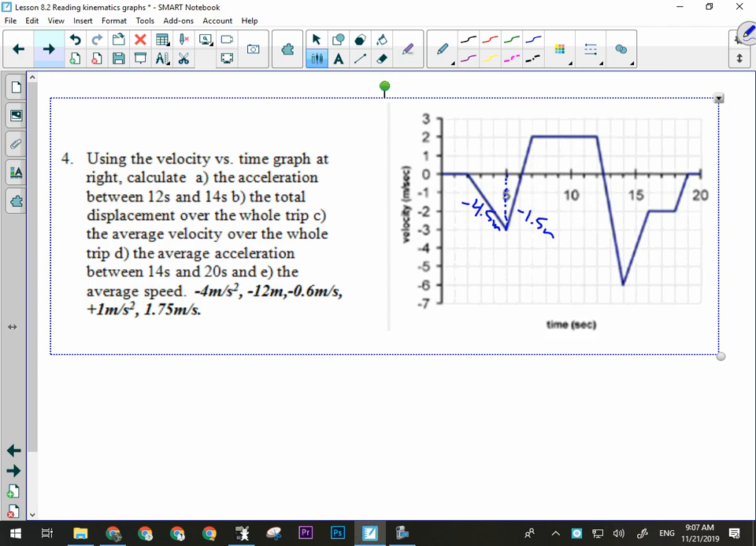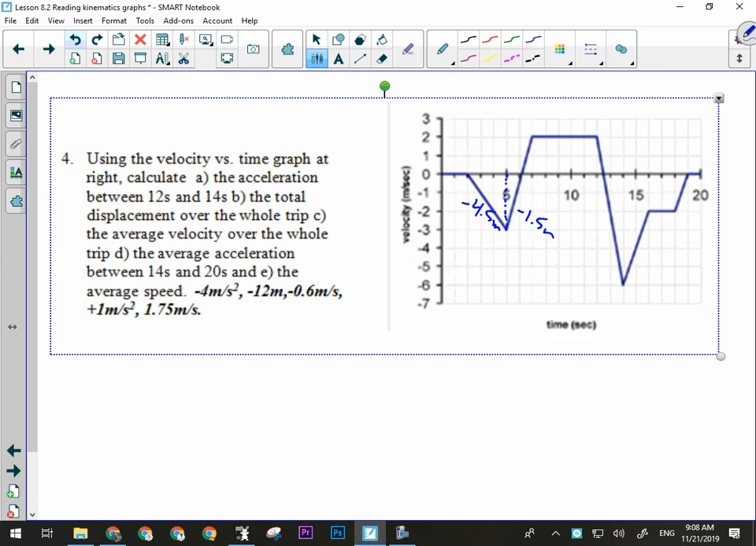So at what time does the object actually change direction on this graph? When it crosses the x-axis. Okay? During this entire part of the graph right here, it's accelerating forward. It only starts moving forward when the velocity becomes positive. And that happens at time 6 seconds.